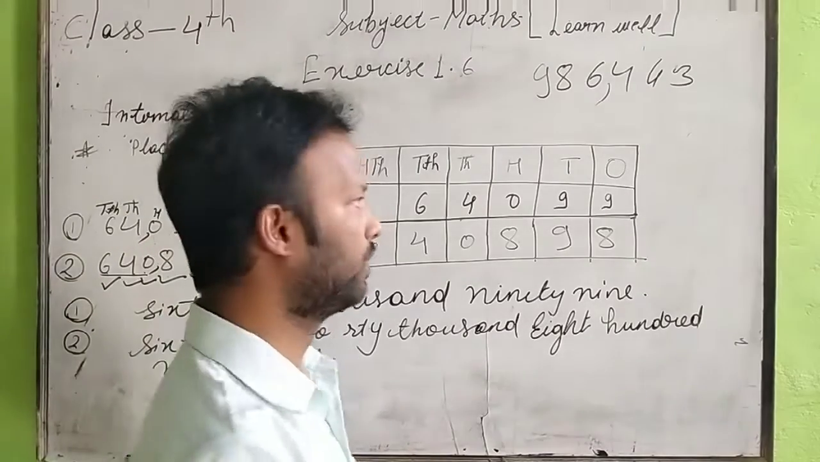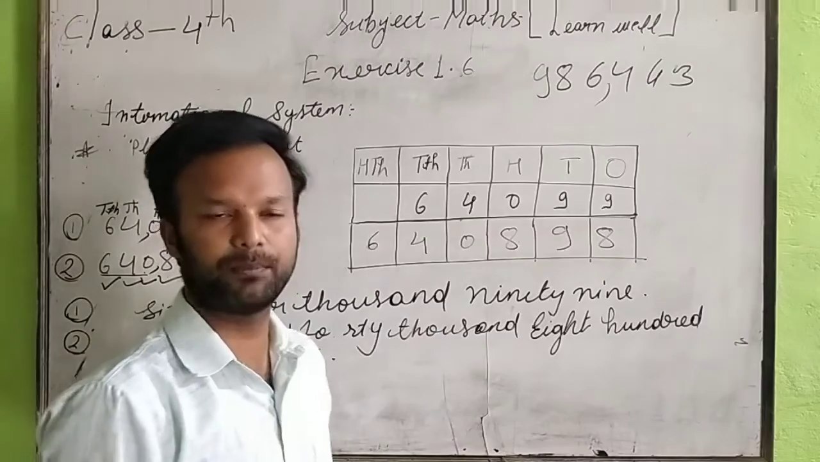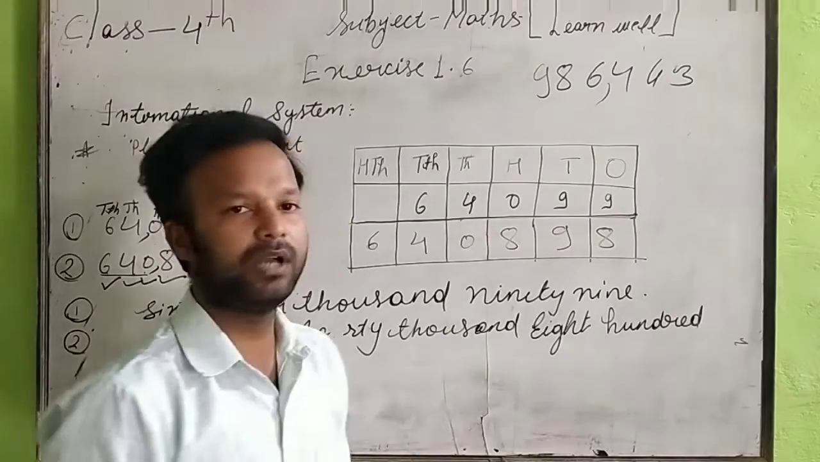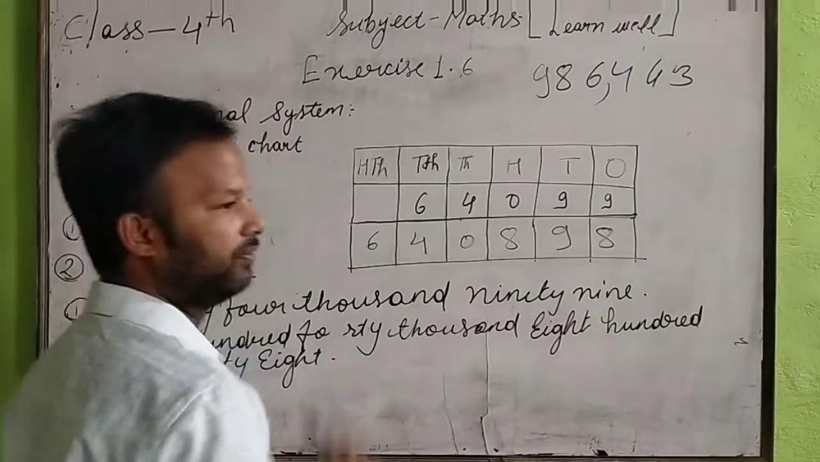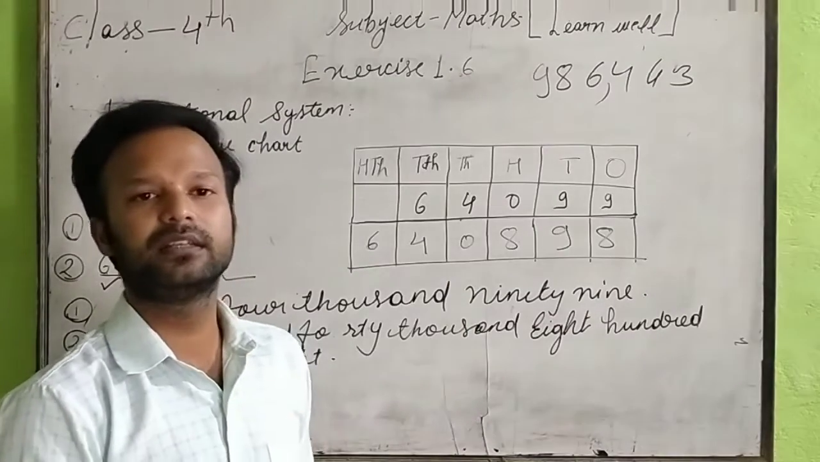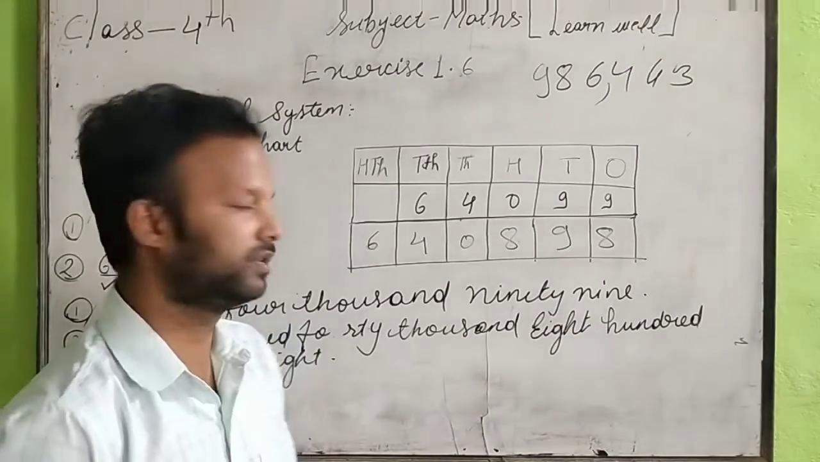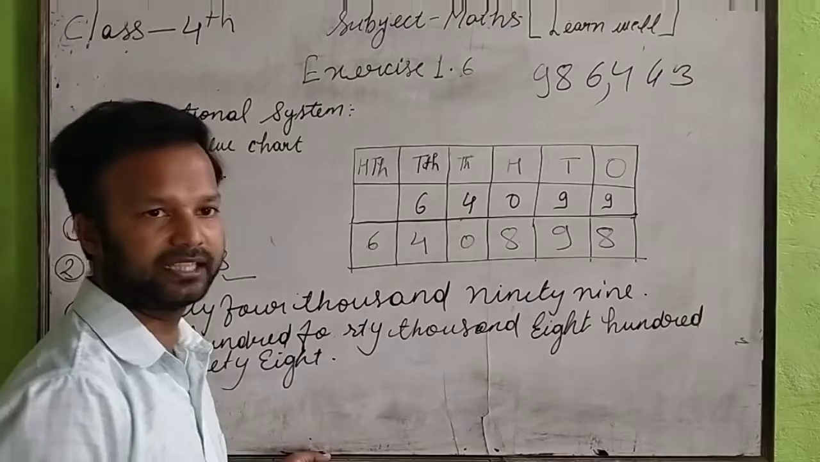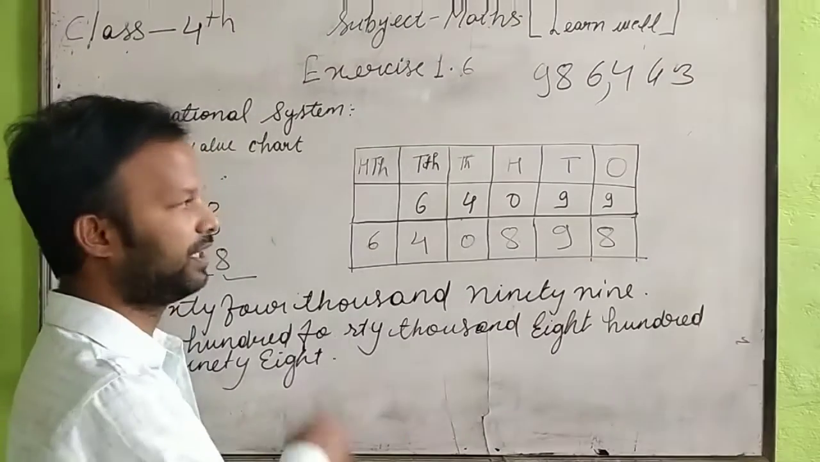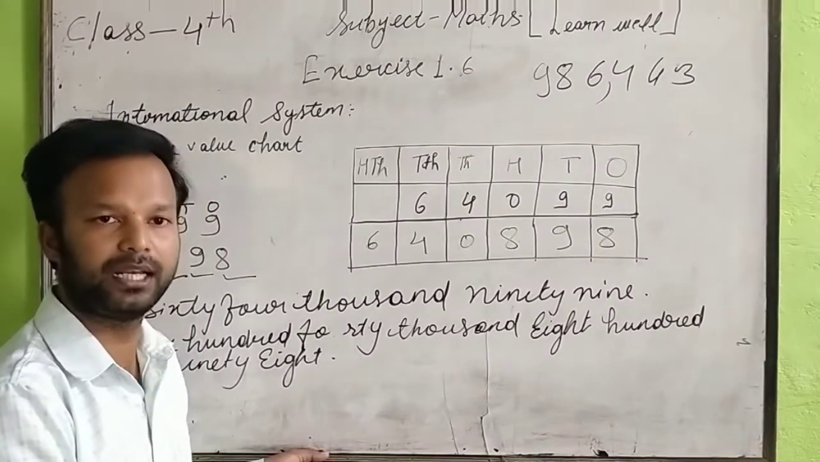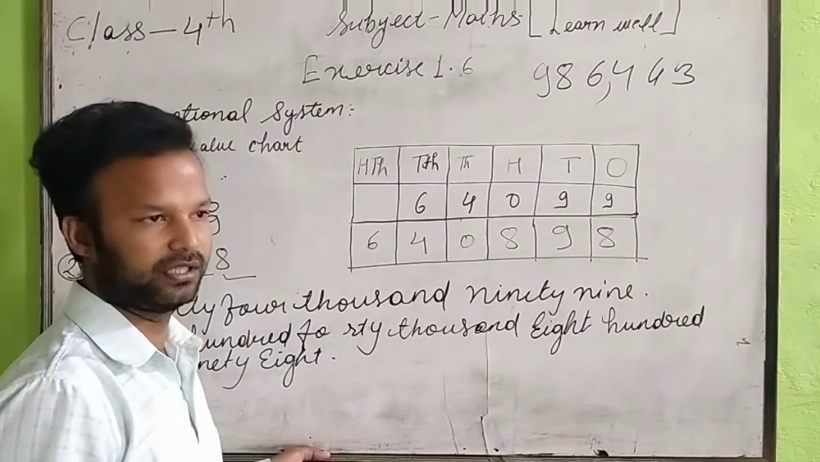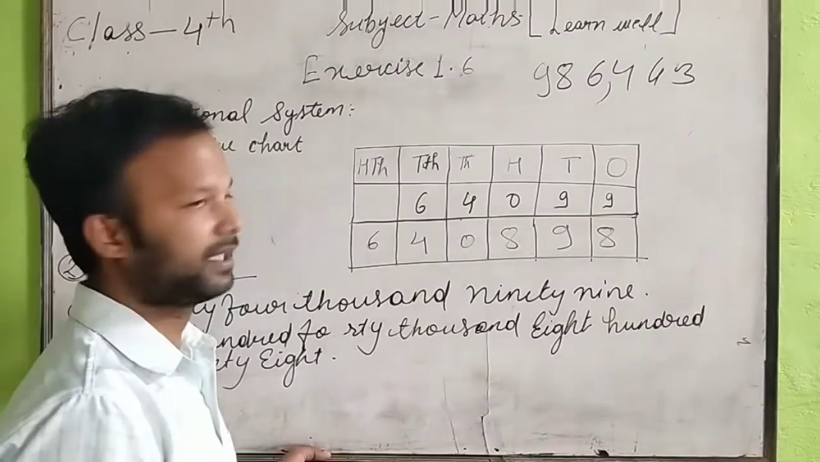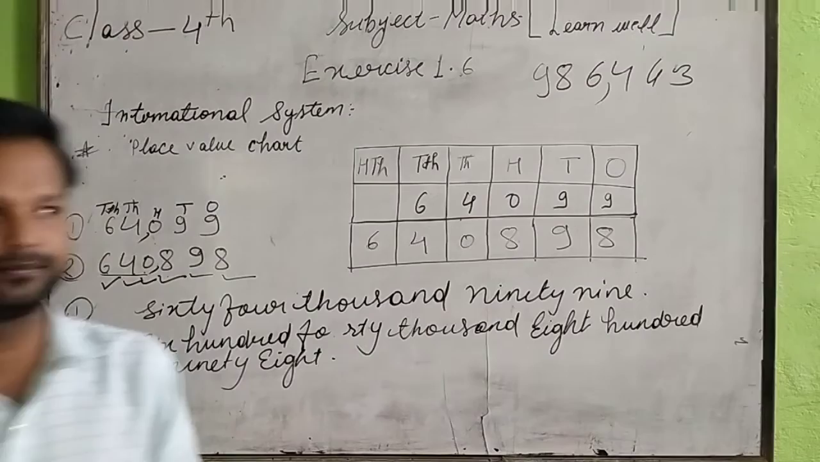You will be given numbers; make the place value chart and put them in it. And then you have to write it in words also. Then you have to write in numeration form also. So let's begin our exercise 1.6. Hope you understood this by this example. Exercise 1.6 is based only on these examples. So let's begin our exercise 1.6.